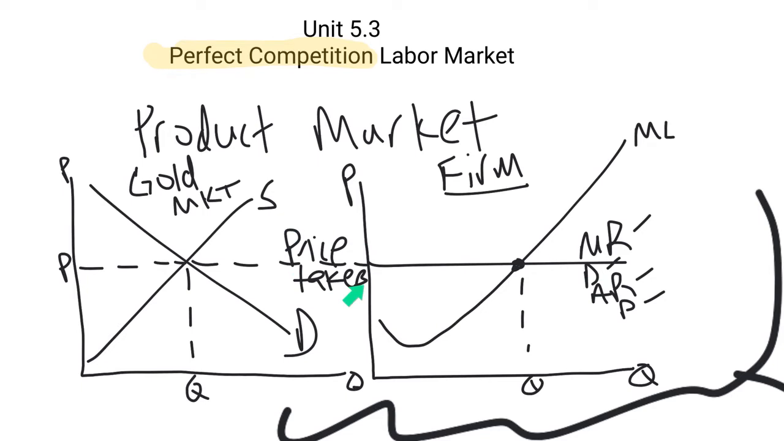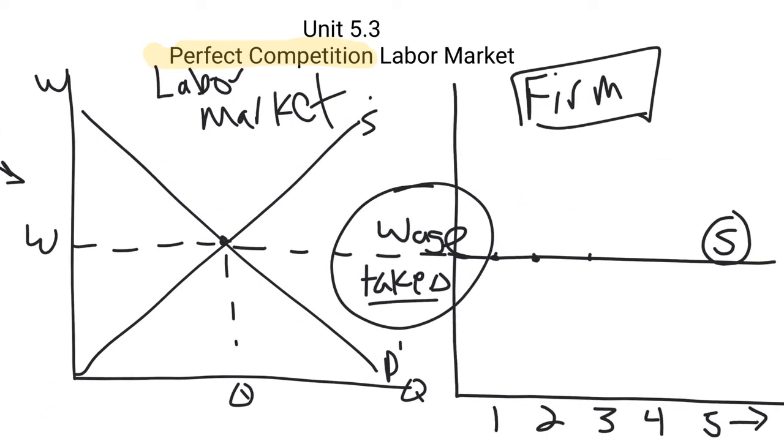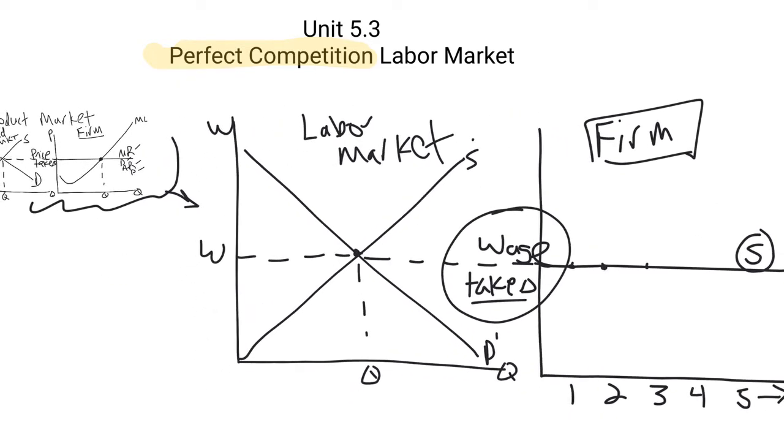They're price takers. So when they sell their good, the demand for the firm's good is perfectly elastic. They have to take that price, and they can sell as many goods as they want. The demand for their good is the same no matter what the quantity is. So if we take that over here and look at the labor market, we have very similar ideas.